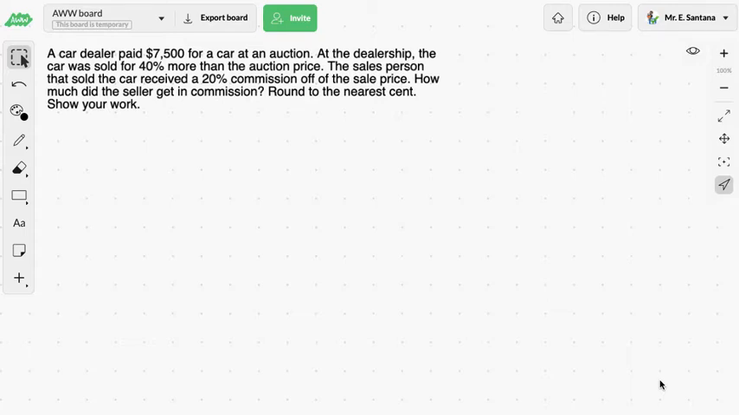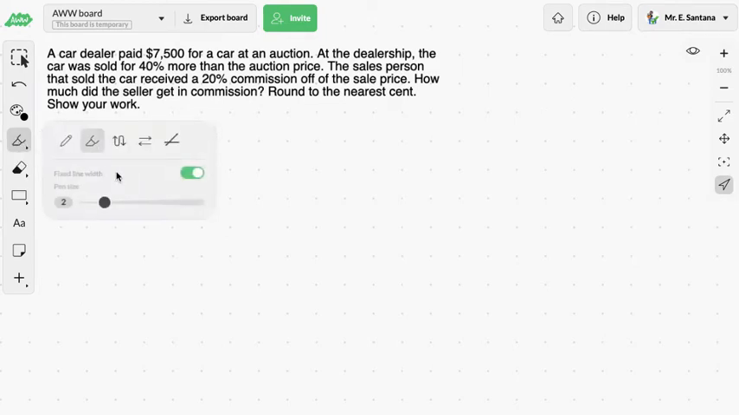A car dealer paid $7,500 for a car at an auction. At the dealership, the car was sold for 40% more than the auction price. The salesperson that sold the car received a 20% commission off of the sale price. How much did the seller get in commission? Round to the nearest cent and show your work.